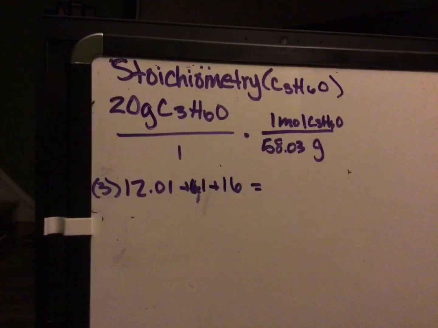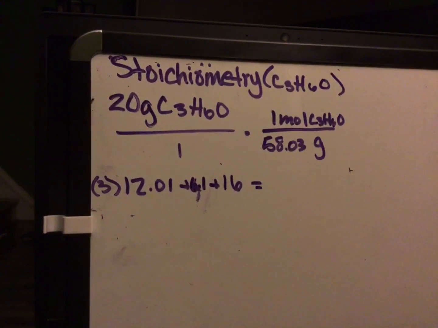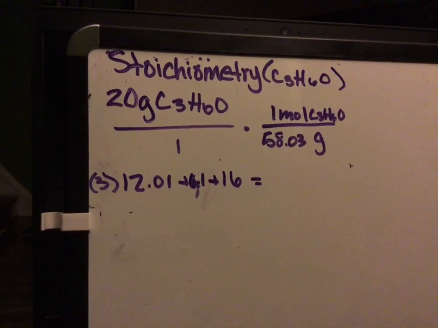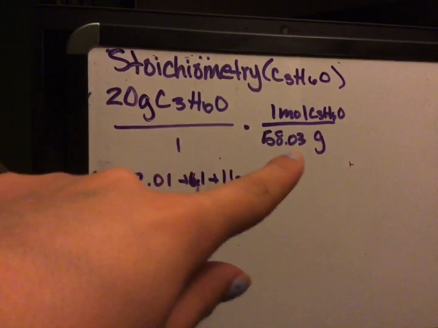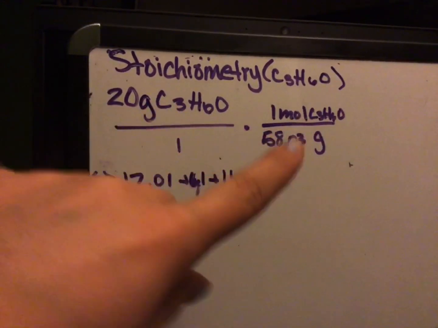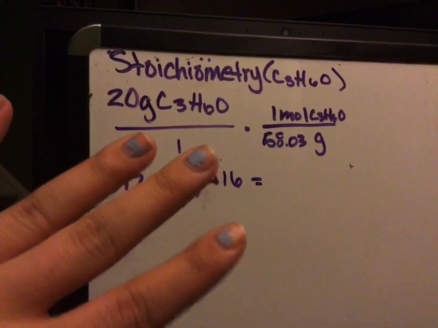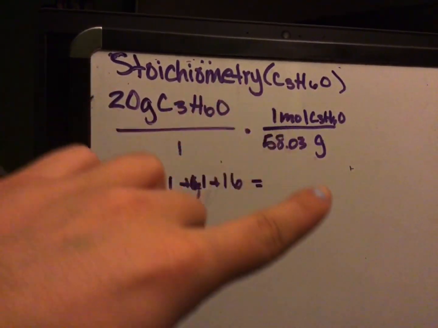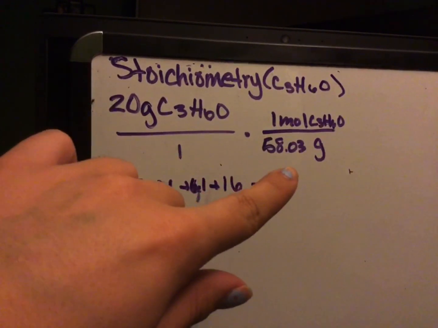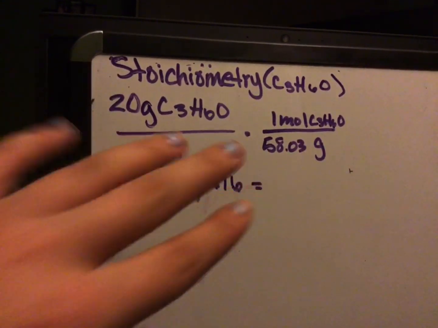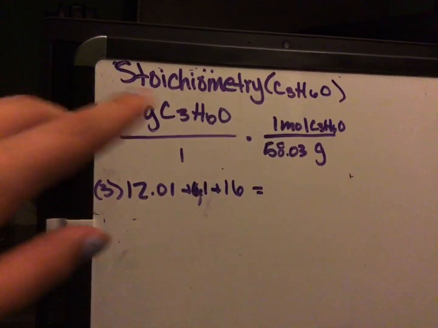So moving into the stoichiometry of acetone, we'll have 20 grams of acetone, and so we put that over 1. And we want to multiply it by 1 mole of acetone in order to get the 1 mole. And we put that over grams so we can cancel out the grams. And we got 58.03 by adding all of the atomic masses of acetone.